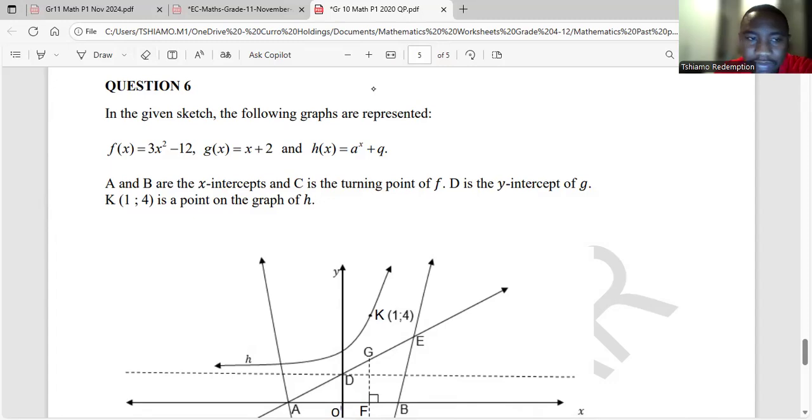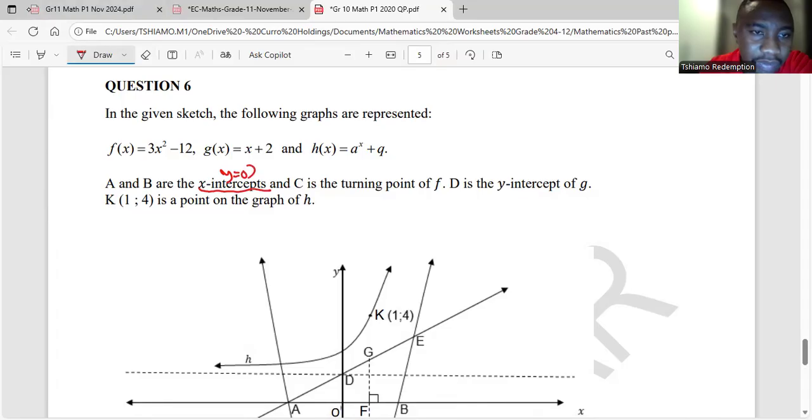So we have three graphs. We have f of x, which is a quadratic or parabola. g of x is a straight line. h of x is an exponential equation. A and B are the x-intercepts. So already there we've got important information.